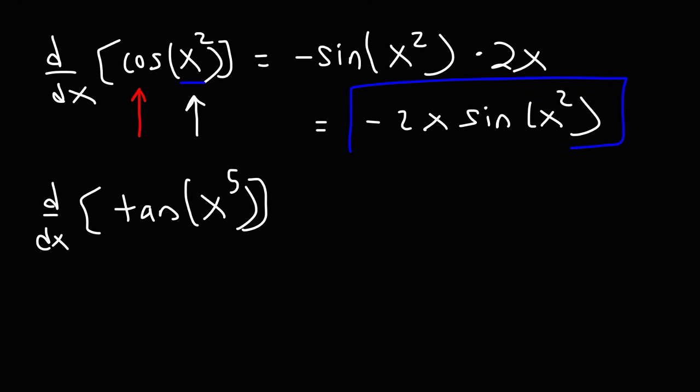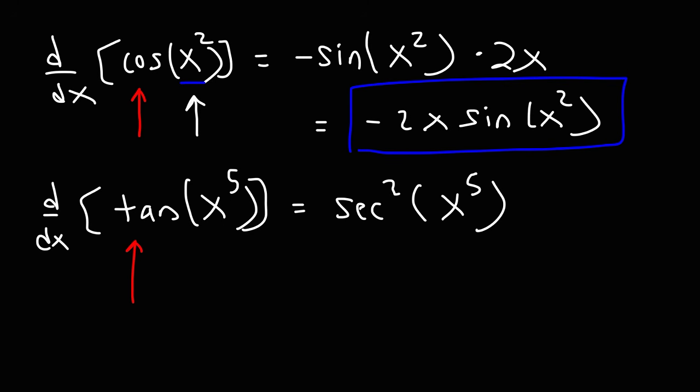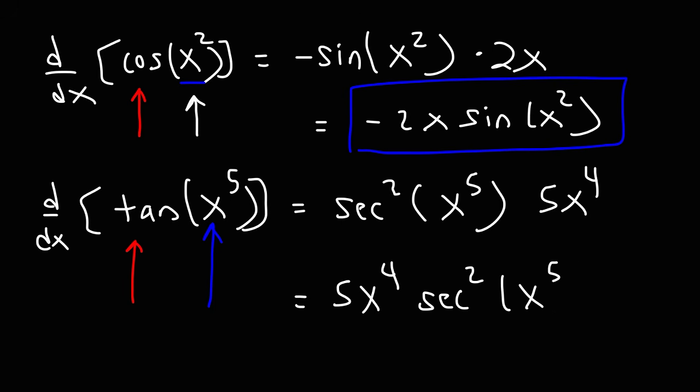Now moving on to the next example, the derivative of tangent is secant squared. Now the angle of tangent is x to the fifth, so the angle of secant squared will be the same thing. Next we're going to find the derivative of x to the fifth power, which is 5x to the fourth power. So the final answer is 5x to the fourth power times secant squared x to the fifth power.